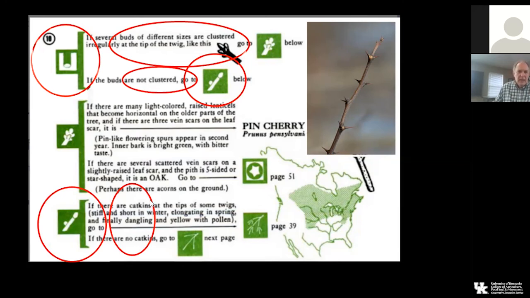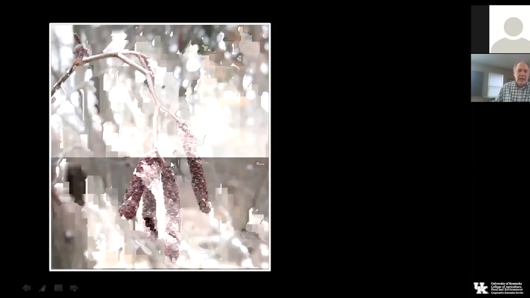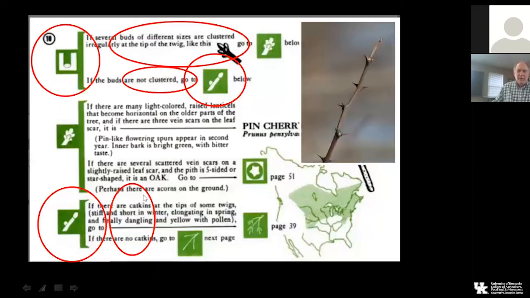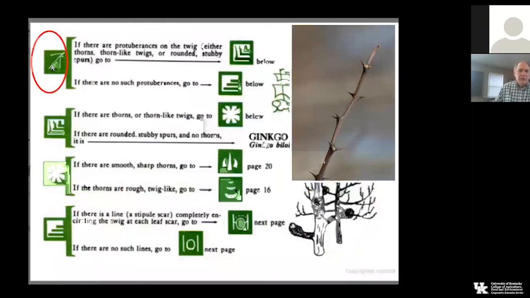And it says, does it have catkins or does it not have catkins? And you're saying to yourself, what is a catkin? A catkin is a long hanging seed pod. That is what a catkin is. This does not have a catkin. It has no catkin, so we're going to go to the next page and look for this chicken foot. Next page, chicken foot. There's the chicken foot.